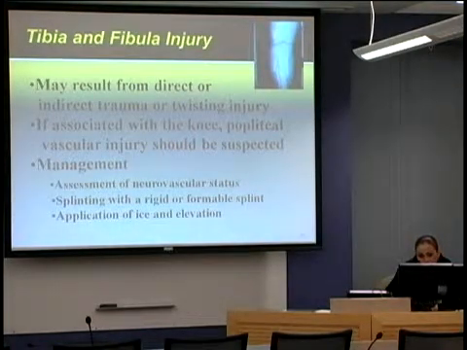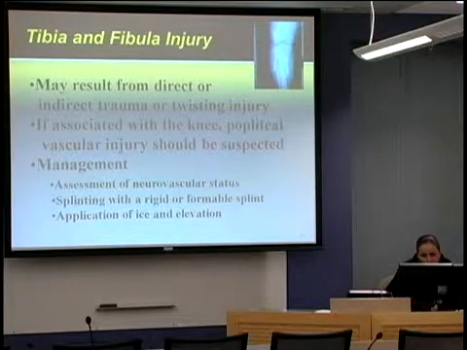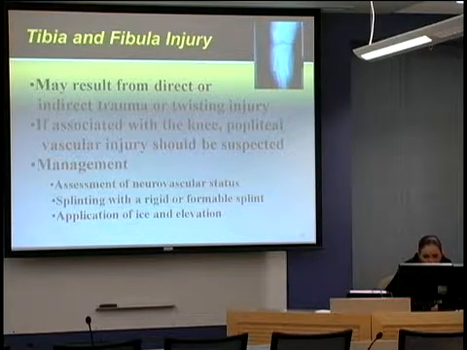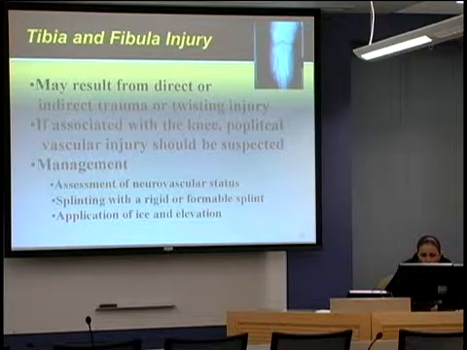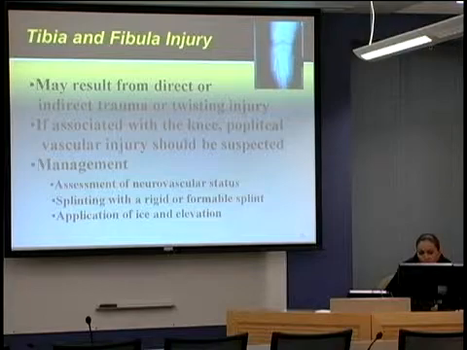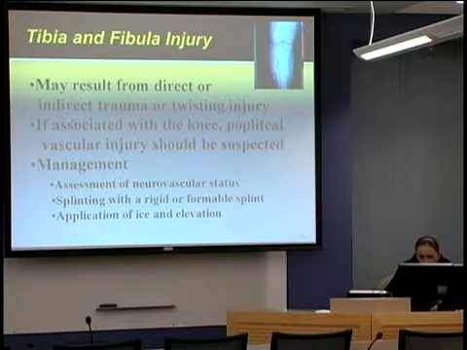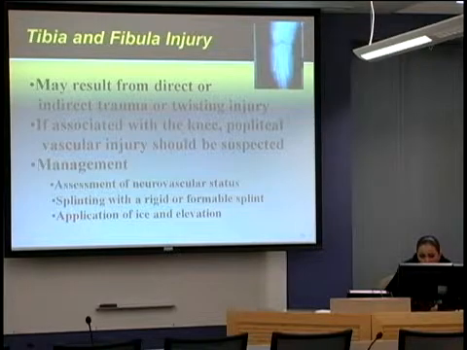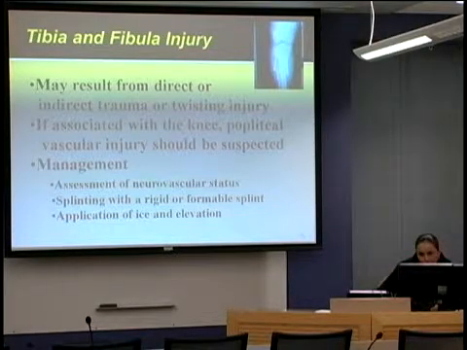Tibia and fibula injury. These may result from direct or indirect trauma or twisting injury. If associated with a knee injury, popliteal vascular injury should be suspected. Management of these involves assessment of neurovascular status, splinting with a rigid or formable splint, and application of ice and elevation.